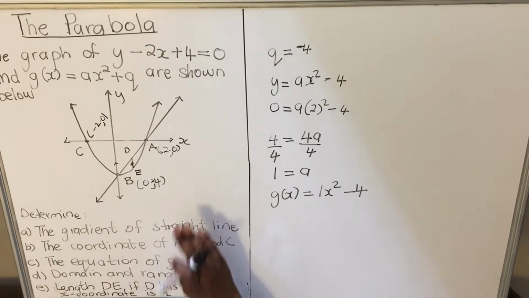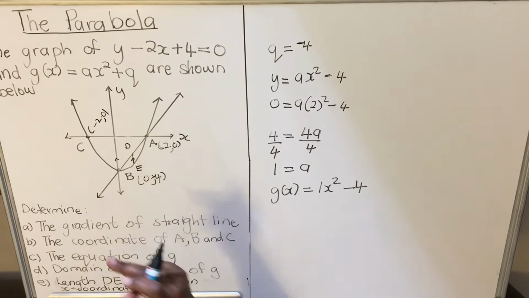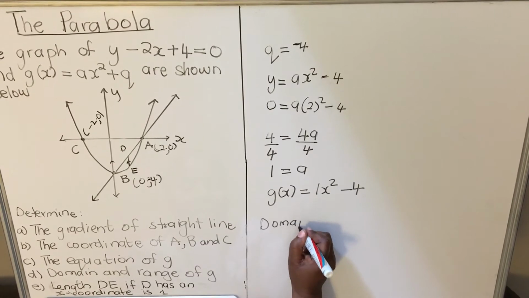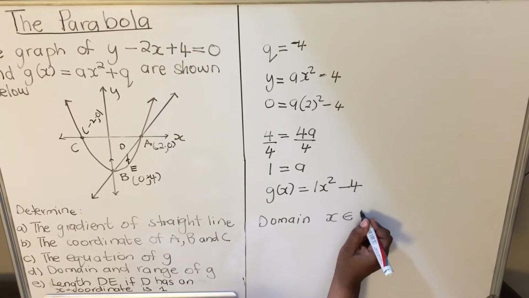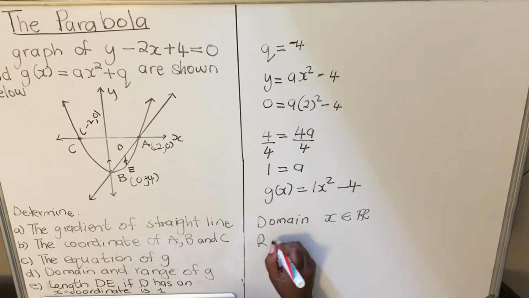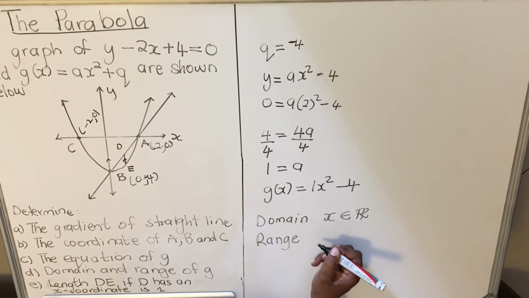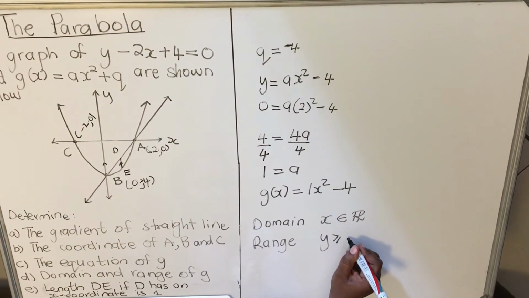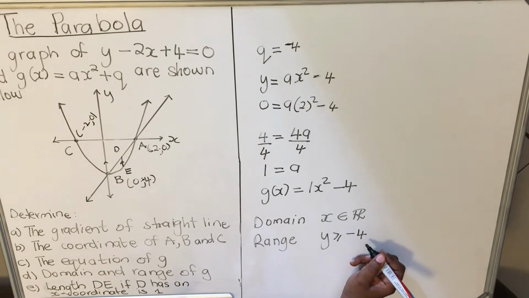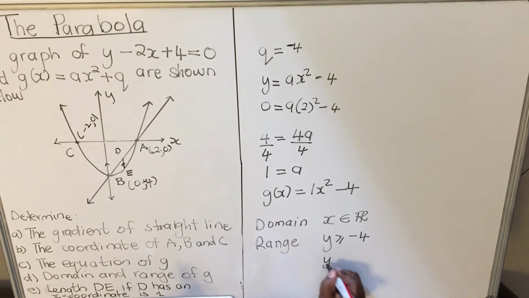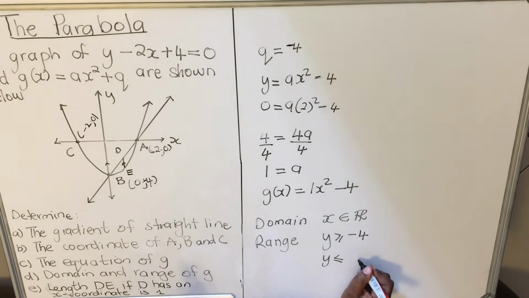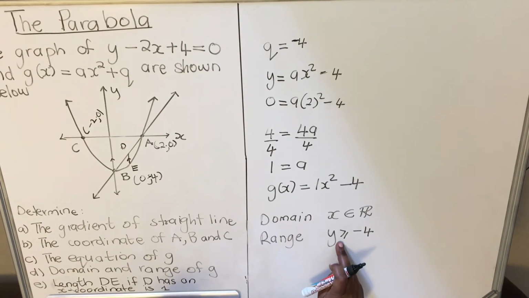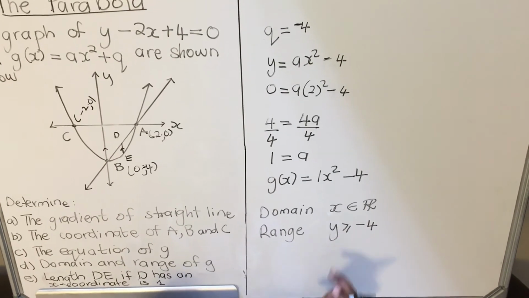Right, number D, determine the domain and the range of G. They've only asked us for one. They didn't ask us for the straight line. So the domain of G, domain are all the x values. So x is an element of real numbers. And then the range depends on the shape of the graph. If the graph is facing up, y is greater than or equal to the turning point. The turning point is minus 4. If the graph was facing down, it would be y less than or equal to the turning point. But in this question, the graph is facing up, our a is positive, so it's greater than or equal. You add the equal as well.